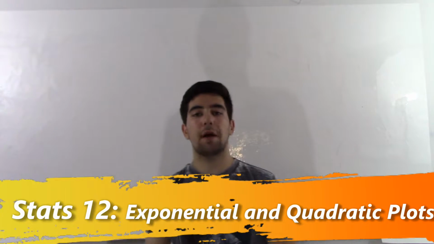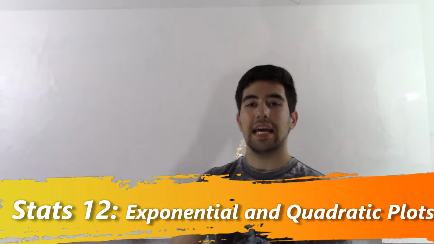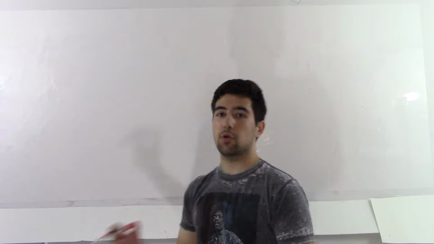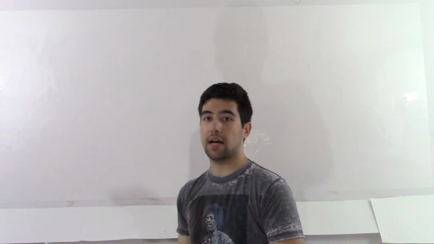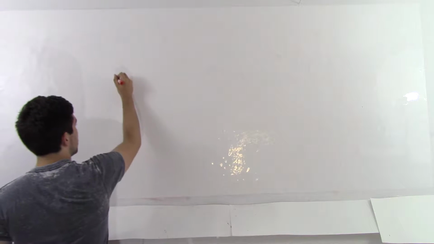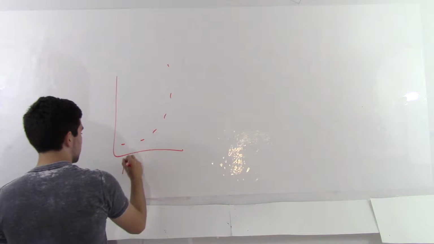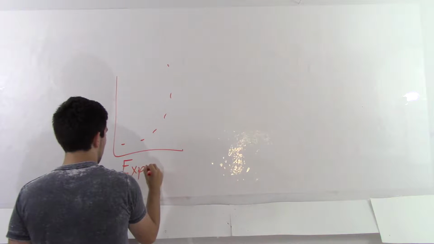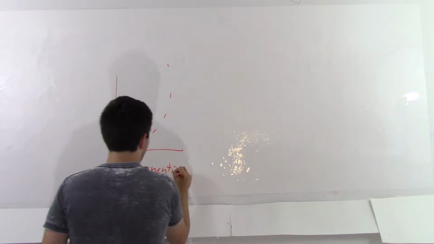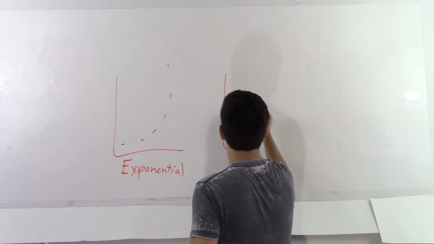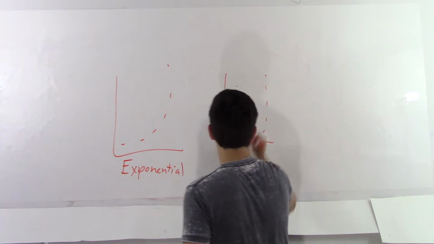So now we're going to talk about quadratic and exponential data. If you don't know what a quadratic or an exponential graph looks like, refer back to my other videos about quadratic graphs and exponential graphs. Basically, you're going to see scatter plots that grow exponentially and you're going to see graphs that show data quadratically.